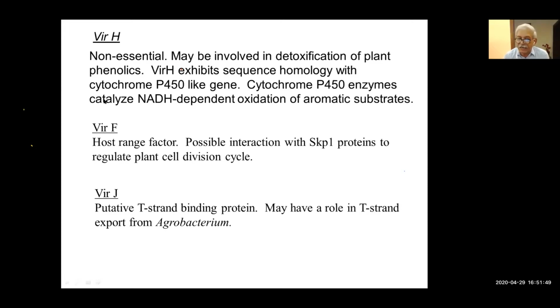Okay, so this VirF determines the host range, but it should always be there in the virulence region of the Ti plasmid, so that it gives the capability to the Agrobacterium to infect that plant. If it is not there, Agrobacterium, besides sensing acetosyringone, cannot infect that plant. So this is the kind of virulence factor for infection.